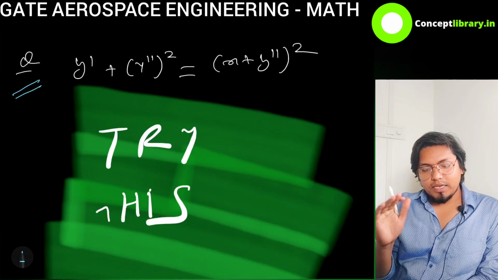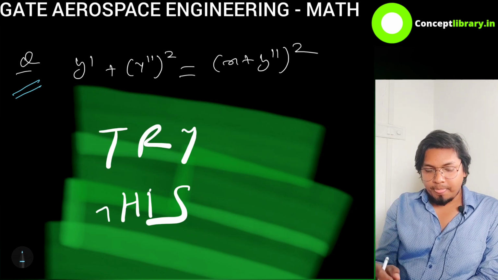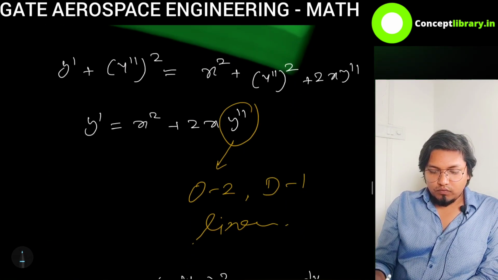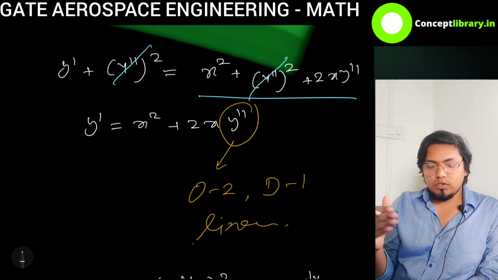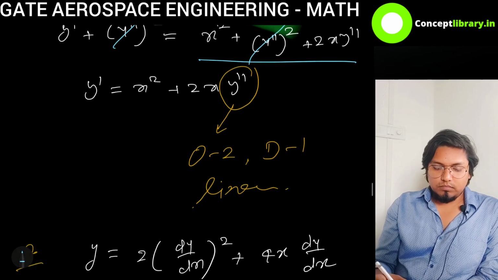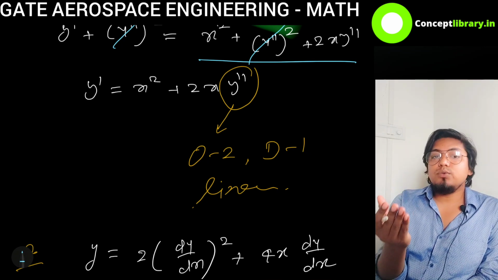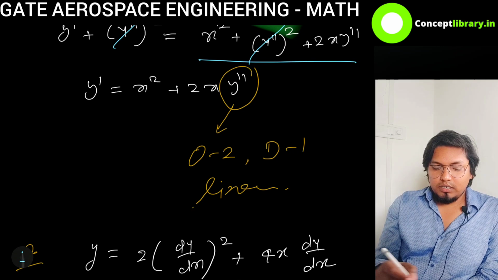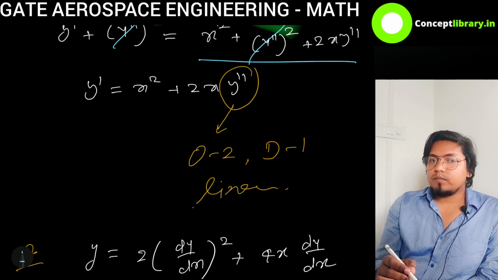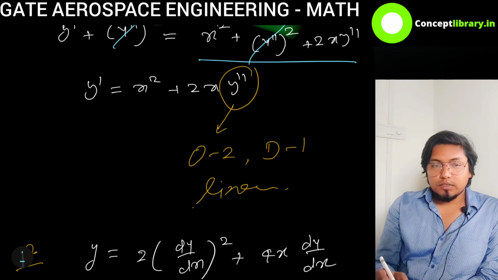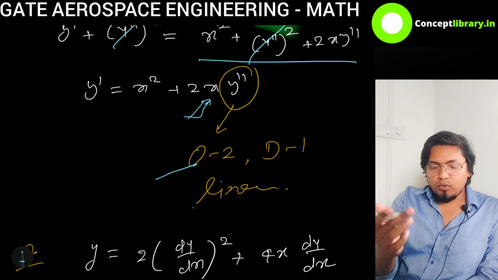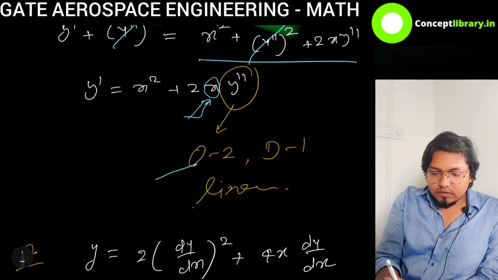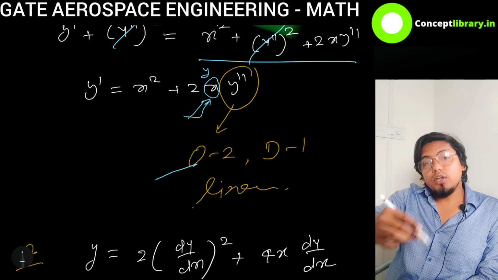Okay, try this question by yourself. y dash plus y double dash square is equal to x plus y double dash square. Try this question, pause the video. So what will happen when you open the right side term, then y double dash square you can cancel on both sides. So we'll be getting y dash is equal to x square plus 2x y double dash. Again students may make a mistake here about linear or non-linear. Clearly it is visible that x is multiplied, right? If x is multiplied, no problem, because x is the independent variable. Suppose this is not x but y, in that case this will become non-linear.